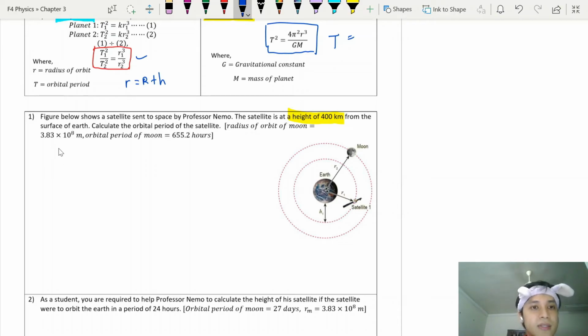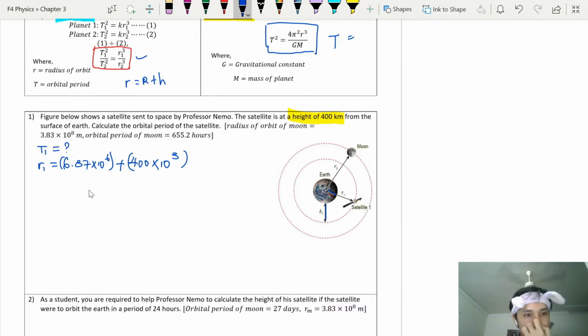So what do they want me to calculate? Orbital period of the satellite. So let's say I put T1 as my satellite. Orbital period of the satellite, don't know. R1, the distance here, meaning I need to add up the radius of the Earth and also the height. Radius of Earth, plus 400 kilometers. You always need to convert to meters. So you need to add this up. Let me just quickly calculate this for you.